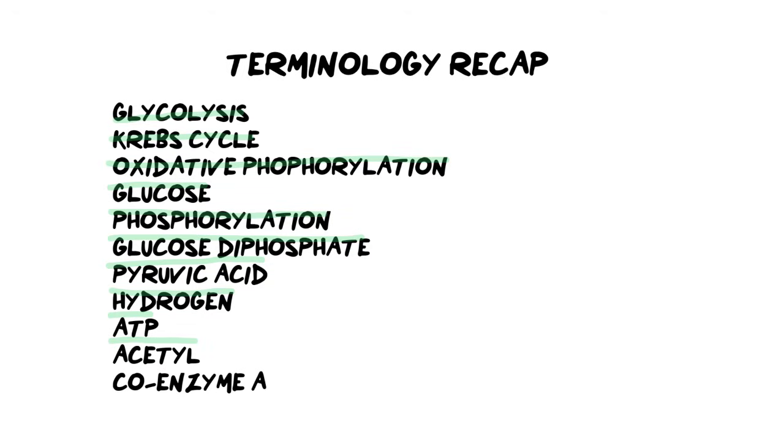Now, acetyl cannot move around on its own, and we need to speed up this reaction so it's not too slow. So we introduce coenzyme A. Think of it like a wheelbarrow. It picks up the acetyl and it carries it to its next destination. And that is where the Krebs cycle will begin.